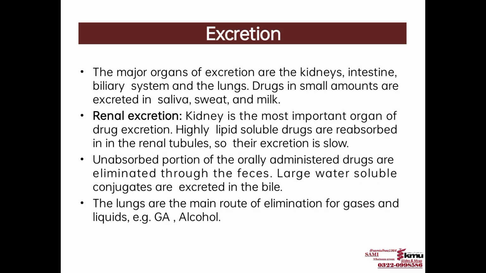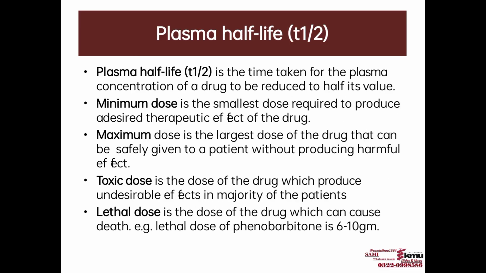Excretion: the major organs of excretion are the kidney, intestine, biliary system and the lungs. Drugs in small amounts are excreted in saliva, sweat and milk. Renal excretion: the kidney is the most important organ of drug excretion. Highly lipid soluble drugs are reabsorbed in the renal tubules so that excretion is slow. The unabsorbed portion of orally administered drugs is eliminated through the feces. Large water soluble conjugates are excreted in bile. The lungs are the main route of elimination for gases and volatile liquids, e.g. general anesthetics, alcohol.